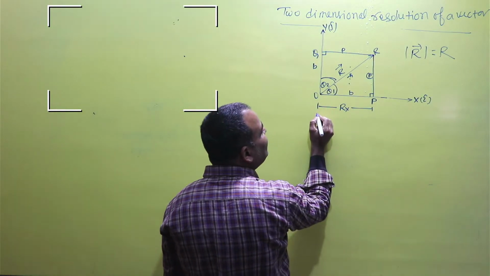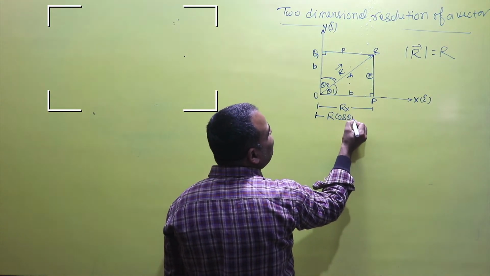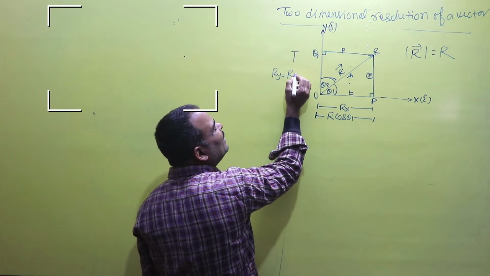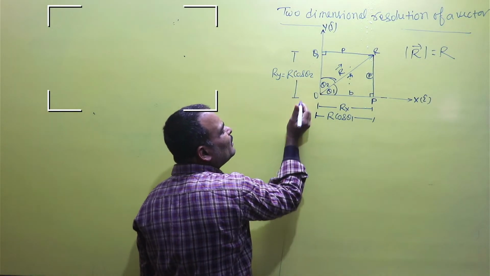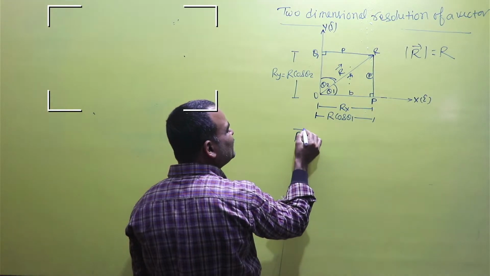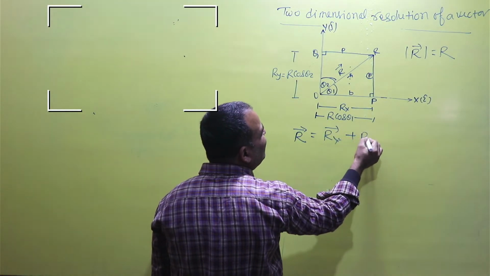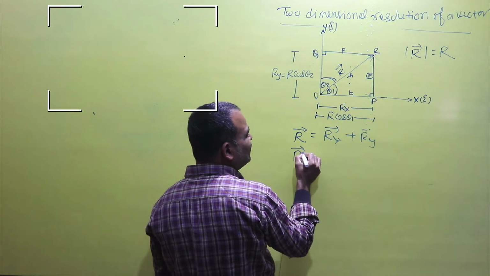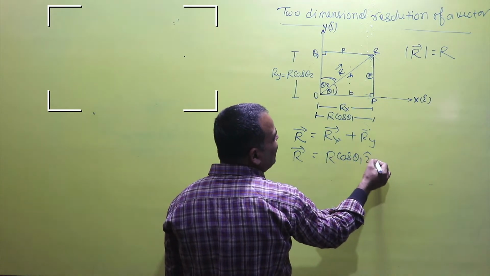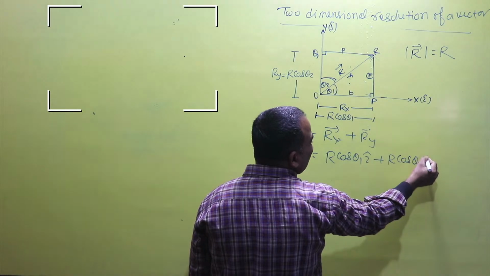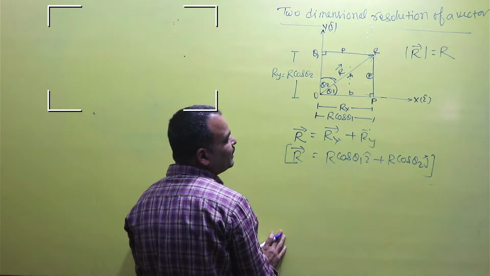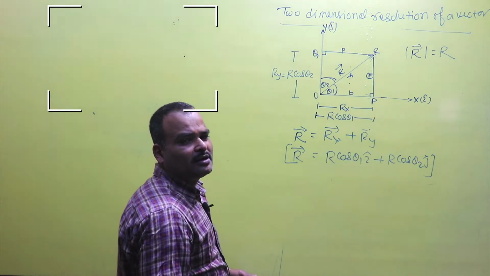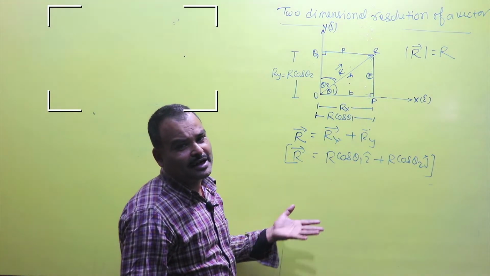So here we are looking that Rx is r cos theta 1 and Ry is r cos theta 2. So the vector r may be divided as Rx and Ry. So vector r is equal to r cos theta 1 i cap plus r cos theta 2 j cap. So the vector is divided into two parts and you can resolve a vector by any way, by the first method or the second method.